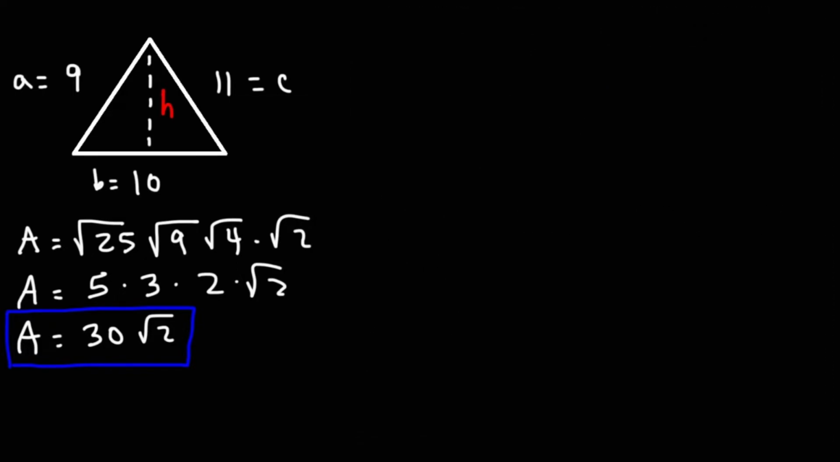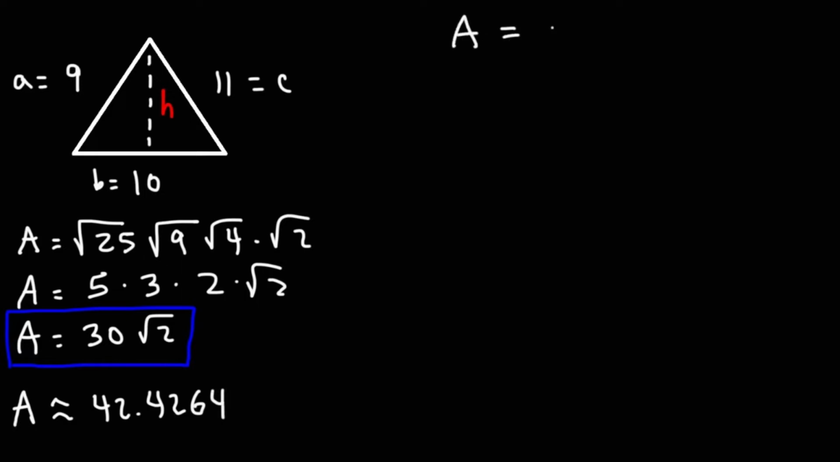So let's get a decimal answer for that. The square root of 2 is 1.414213 and some other numbers times 30. This gives us a decimal value of approximately 42.4264. So now let's calculate the height.